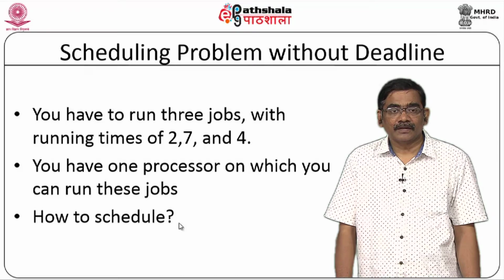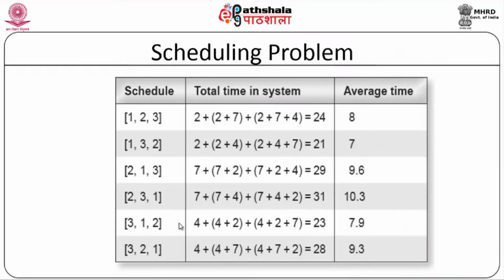So, that means you have 6 possible ways of scheduling. With 3 jobs, the scheduling is going to be like 1, 2, 3, 1, 3, 2, etc. Imagine that I am following the policy of 1, 2, 3. The first job has a running time of 2, so it will be allotted to the machine. The second job has to wait.